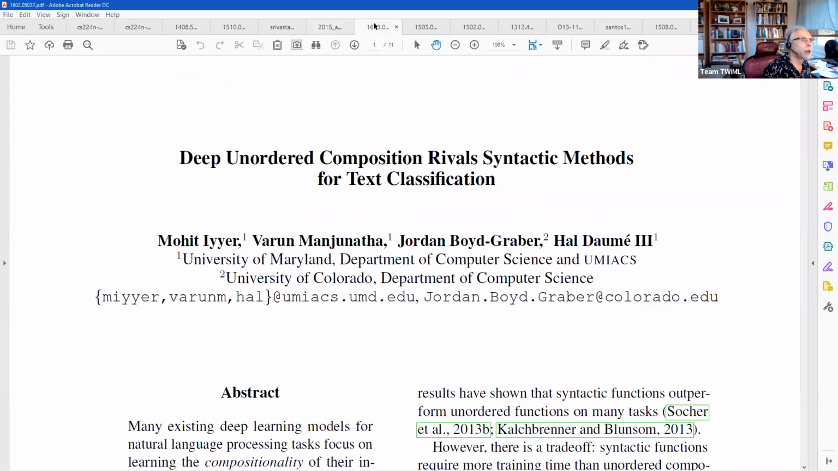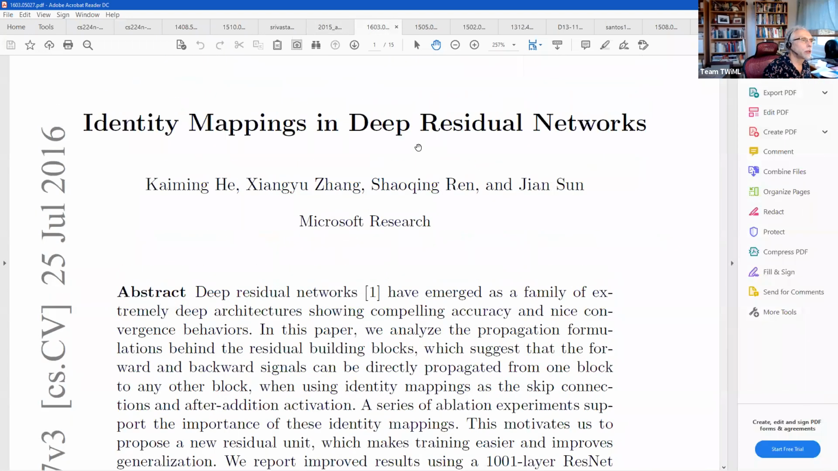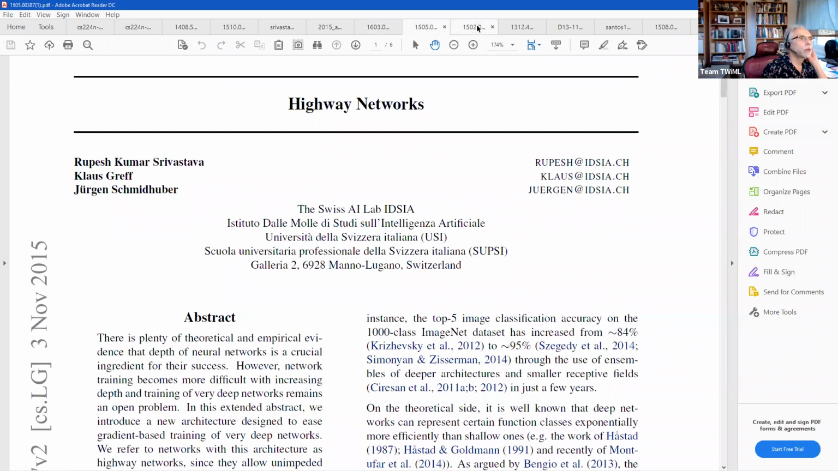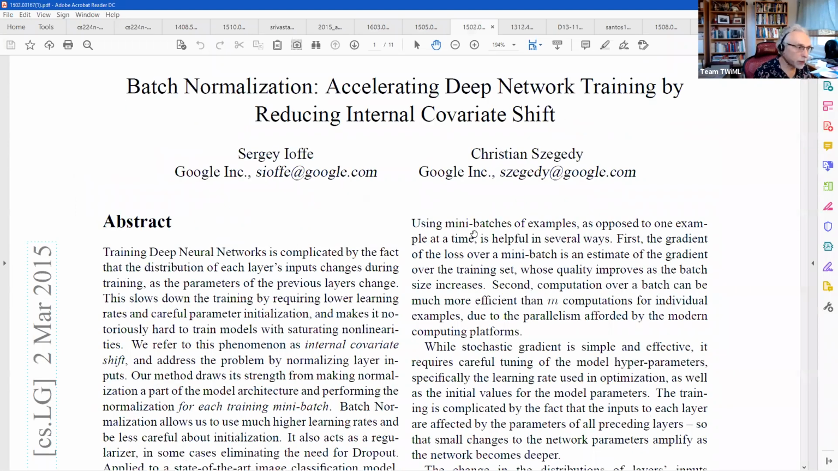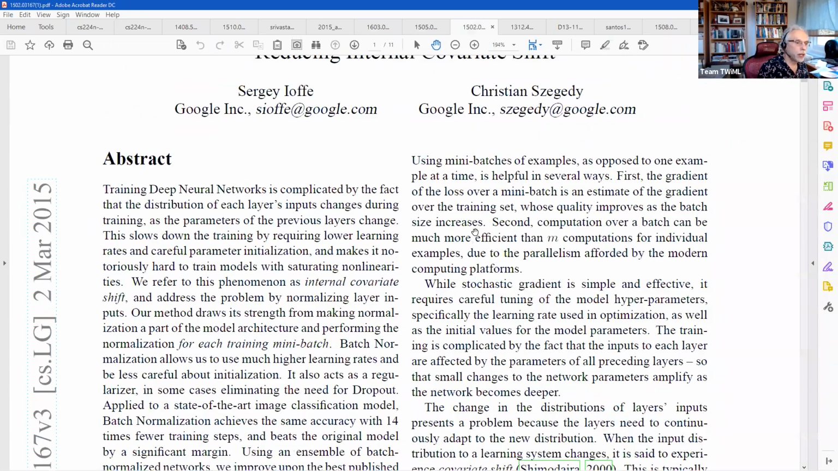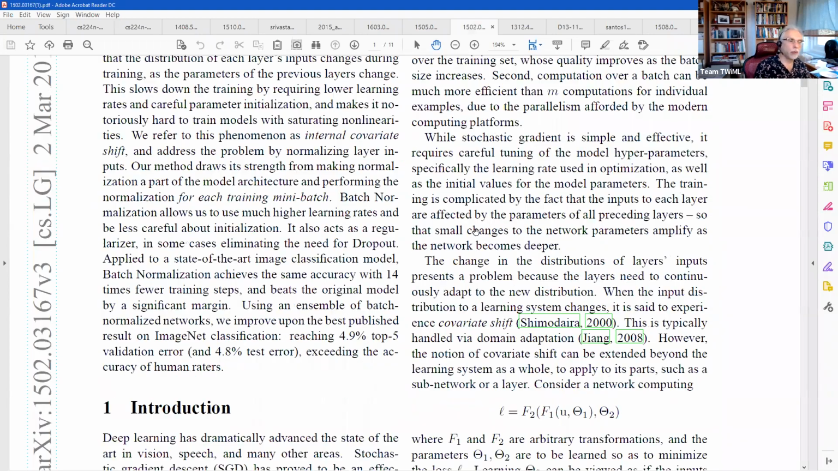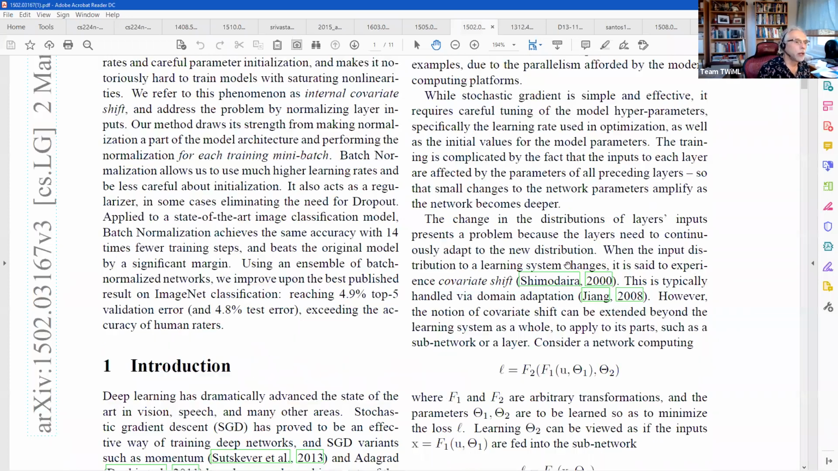Okay, we saw this paper, the residual network paper. This is the highway network paper that we just looked at. This is a batch normalization paper. Again, this is a famous neural network paper. He's basically showing you all the tricks that people can use to make their networks work better.